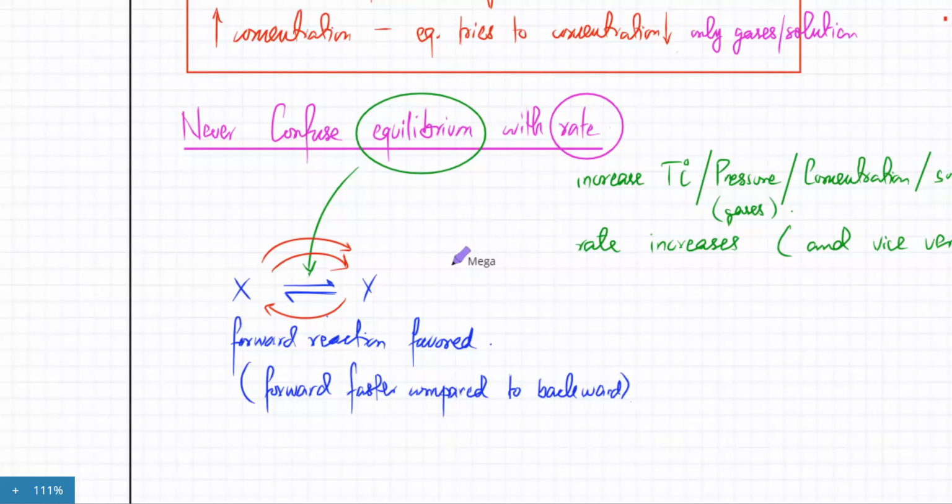Yes, sir. So remember this point is very important, that forward reaction favored is just a relative comparison. So make sure, because a lot of times they do this. So make sure, be very careful. Is the question on equilibrium or is it on rate? You got to understand the difference.